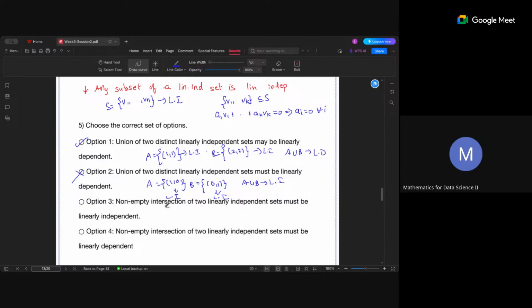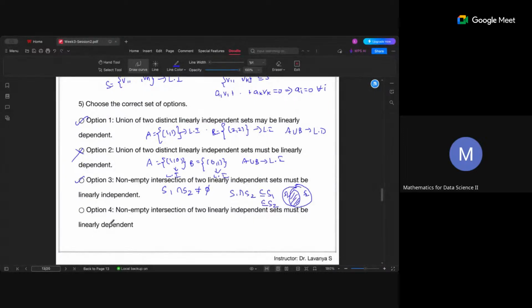So now intersection: suppose you are having two sets, and the intersection is non-empty. It means this set S1 intersection S2 is a subset of S1 as well as S2, right? This is a subset of both. So we know that a subset of a linearly independent set is linearly independent. So this is true. Non-empty intersection of two linearly independent sets must be linearly dependent, which is false.